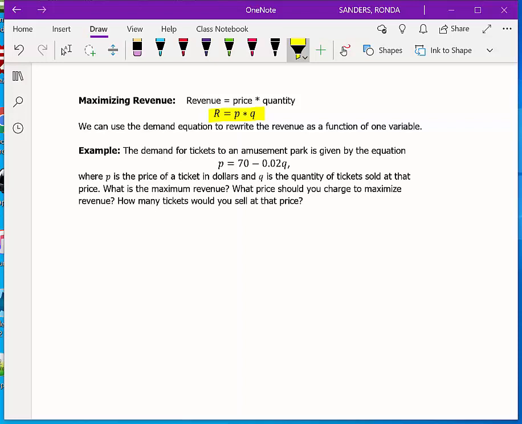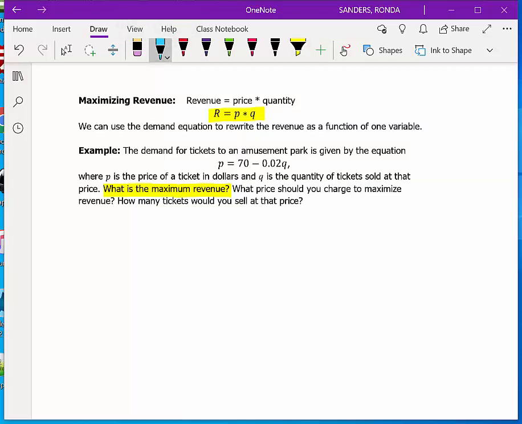For example, say we are given the demand for tickets to an amusement park is given by the equation P is equal to 70 minus 0.02Q, where P is the price of a ticket in dollars and Q is the quantity of tickets sold at that price. What is the maximum revenue? What price should you charge to maximize revenue? How many tickets would you sell at that price?